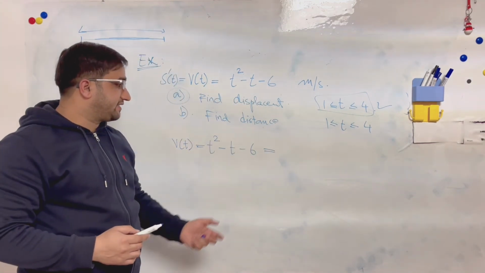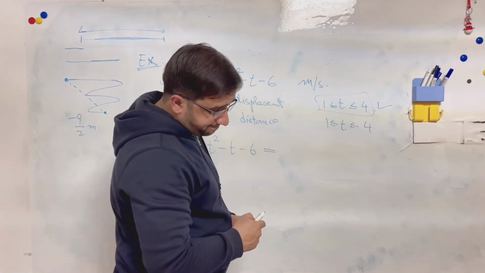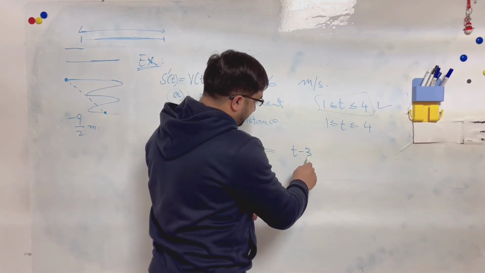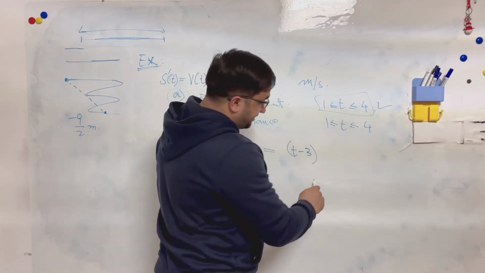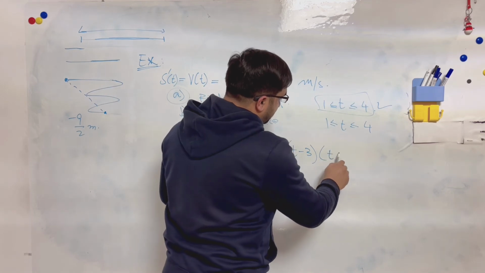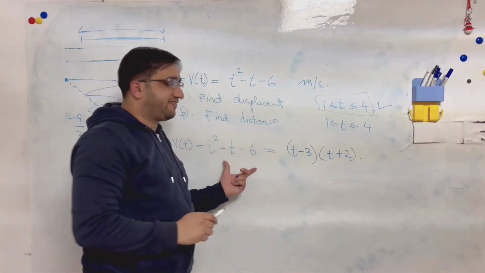Now if I make the two factors of this, you can do the factorization. The two factors are t minus 3 and t plus 2. If you don't know how to do the factorization, tell me.